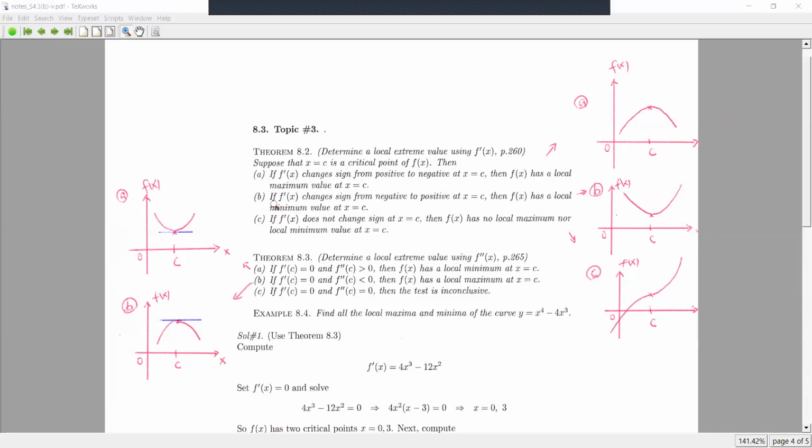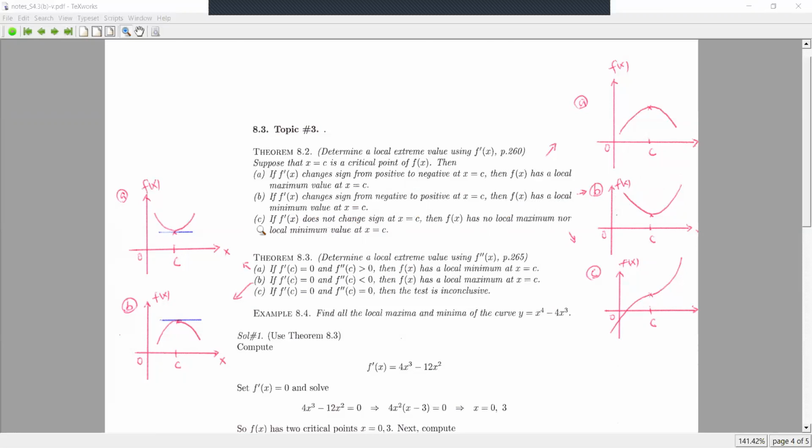Case B: if the derivative changes sign from negative to positive at the point C, then on the left of the point C, the derivative is negative, so the graph of the function f is decreasing. On the right of the point C, the graph is increasing because the derivative is positive. Therefore, the function f has a local minimum value at the point C.